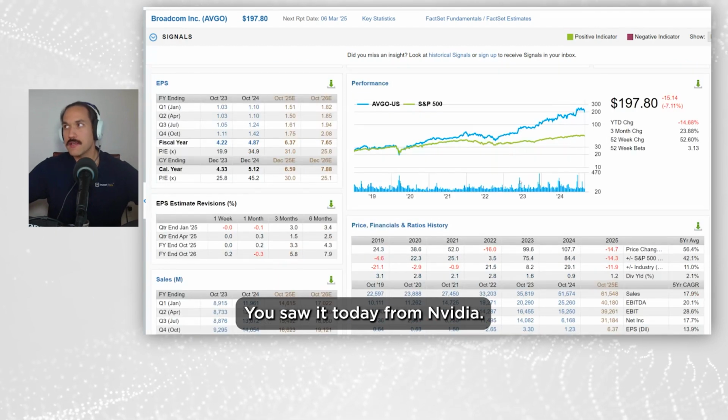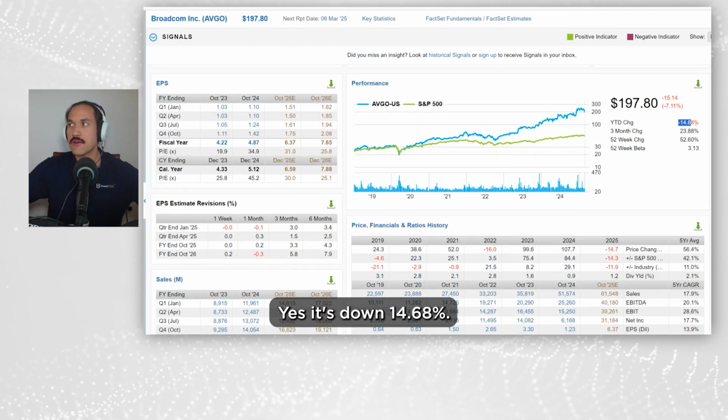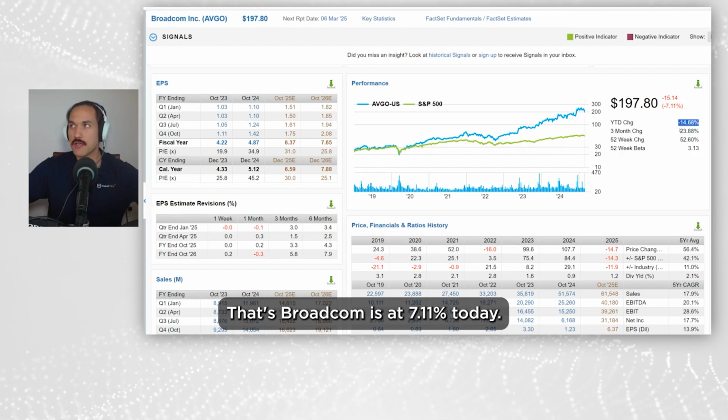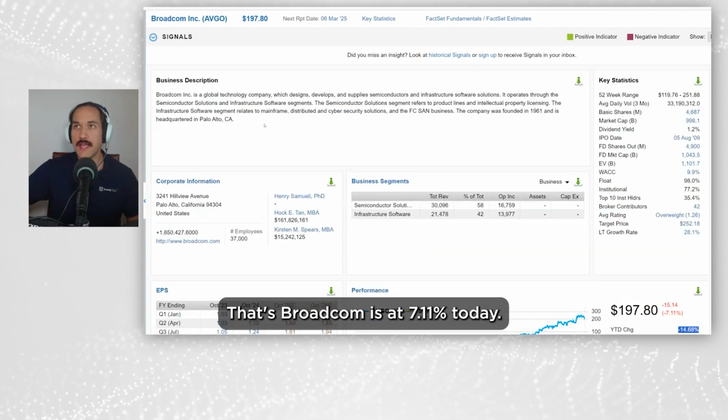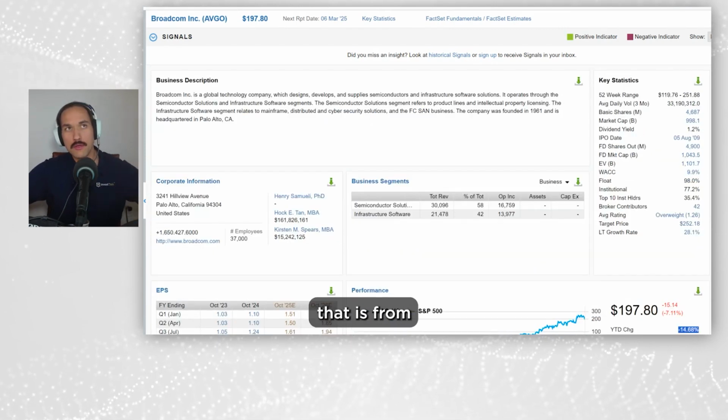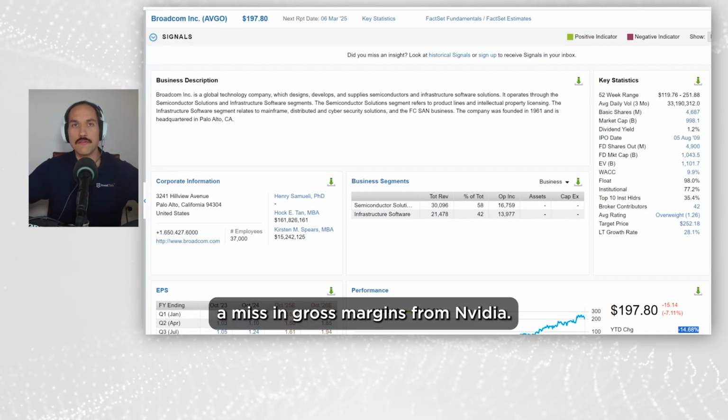But you're definitely seeing this rotation. You saw it today from NVIDIA. Yes, it's down 14.68%, that's Broadcom. It's down 7.11% today. And a lot of that is from a miss in gross margins from NVIDIA.